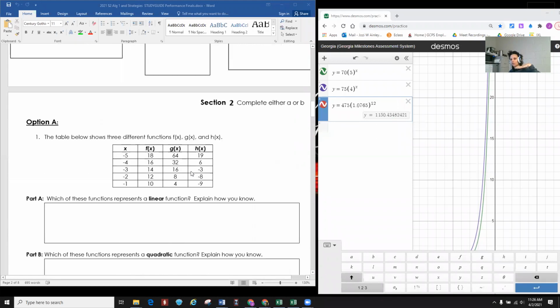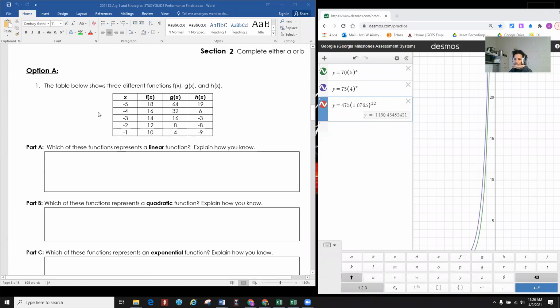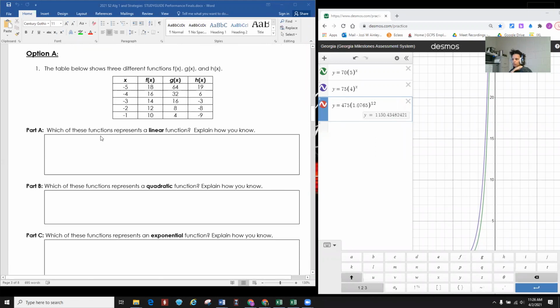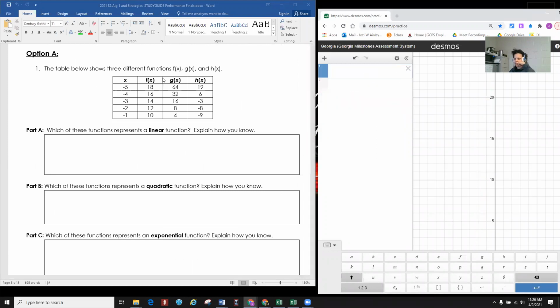Okay, now you come to the second question. You're going to either do this one or this one. But since this is a study guide, I'll go through each and every one of them. All right. The table shows different functions, so f, g, and h. Which of these represent linear? All right, so linear, remember, you're adding or subtracting to get the next number. So let's see if that's what it is here.